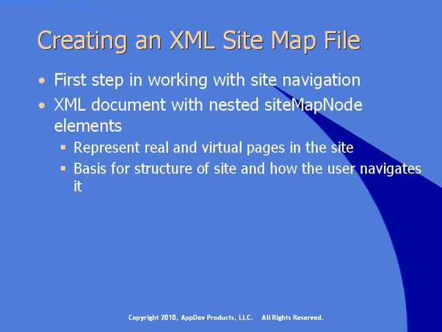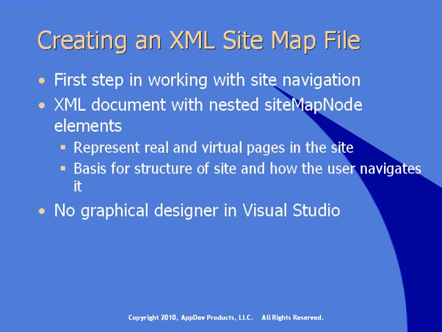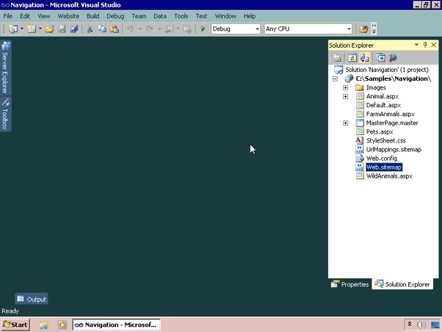Now, the sitemap file consists of fairly straightforward XML. It defines the site structure through nested node elements, as I mentioned. Somewhat surprisingly, there's no graphical designer in Visual Studio. It's really a rather odd omission. But fortunately, the XML that you have to write is pretty straightforward and simple. There aren't many attributes, and there are some optional attributes, but it's pretty easy XML to develop. So let's take a look at how the sitemap works and how it looks within Visual Studio. I'll go ahead and open the web.sitemap file in the example navigation website.